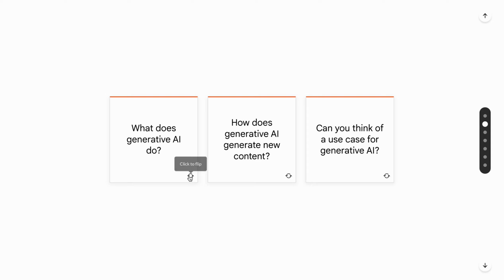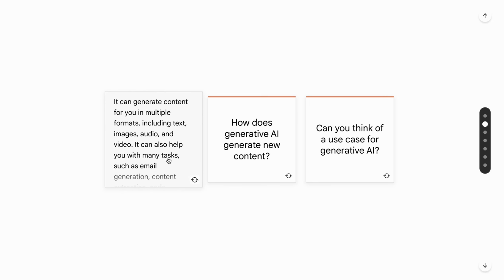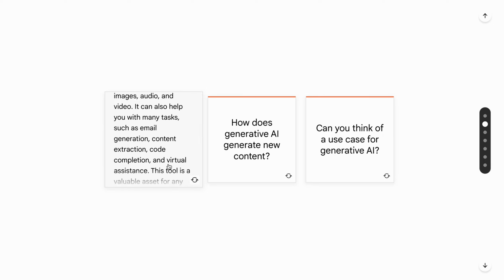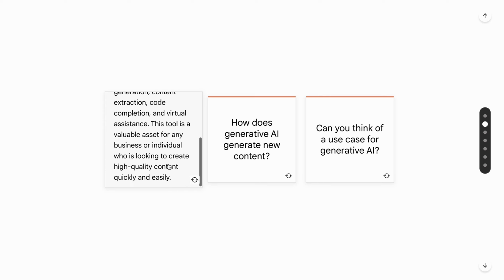What does Generative AI do? So it says it can generate content for you in multiple formats, including text, images, audio, video. It can also help you with many tasks such as email generation, content extraction, code completion, virtual assistant, etc.